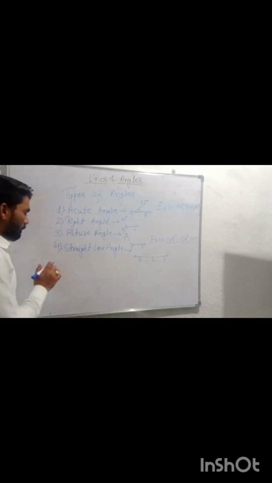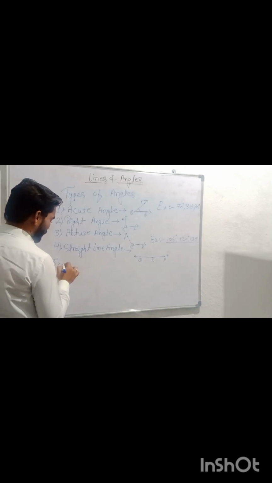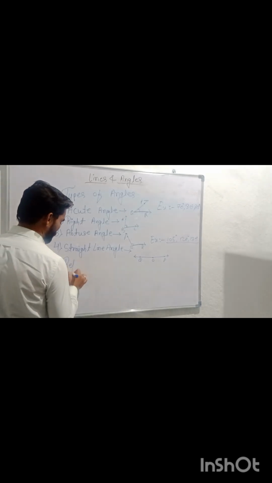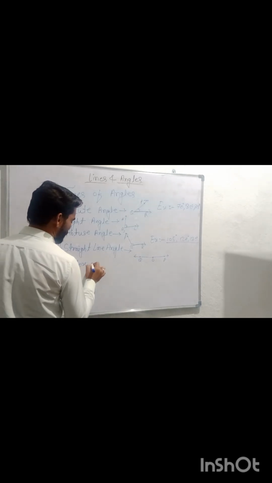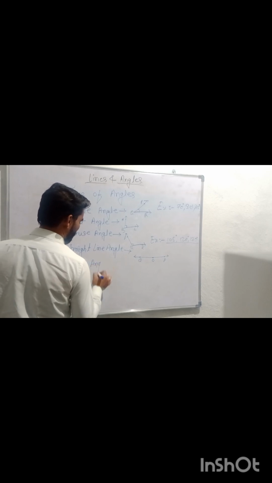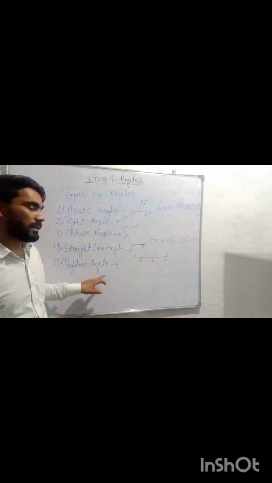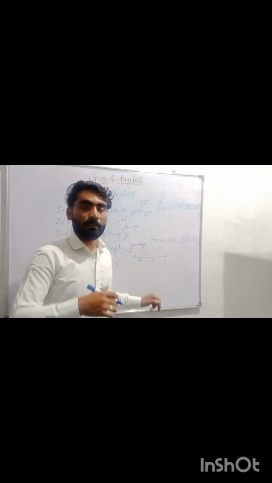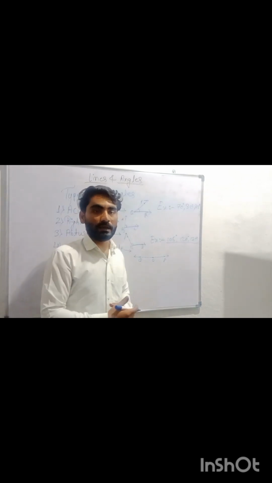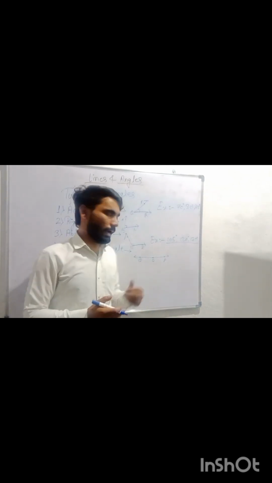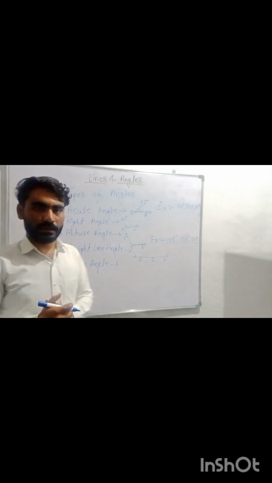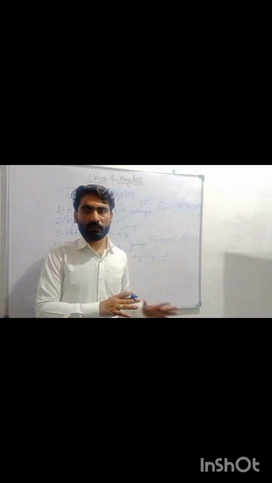Okay, next, the fifth one is the reflex angle. A reflex angle means an angle whose measure is more than 180 degrees and less than 360 degrees. We call that angle a reflex angle.